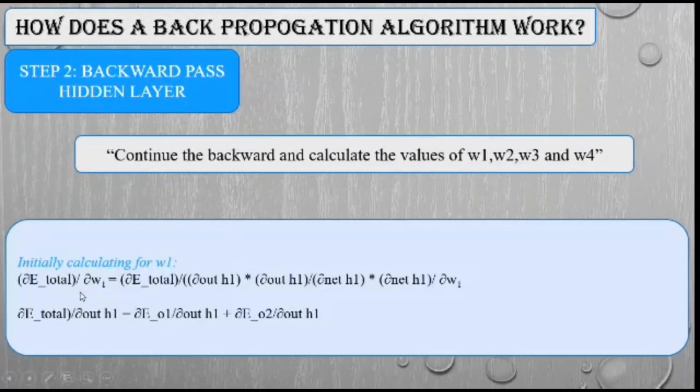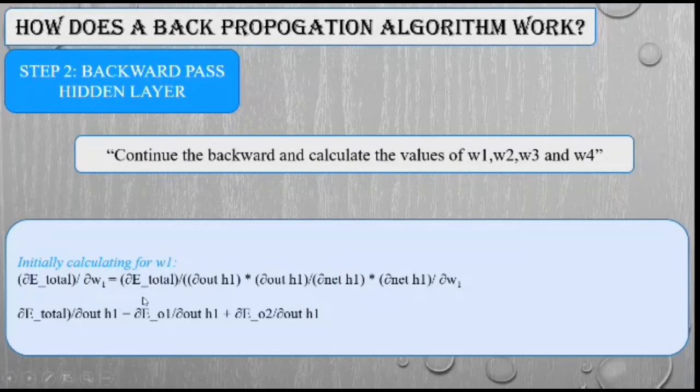That is, we have to calculate the partial differentiation of total error with respect to W1, and this can be represented as partial differentiation of E total with respect to out H1, into partial differentiation of out H1 with respect to net H1, into partial differentiation of net H1 with respect to W1. So now let us start with the first term.